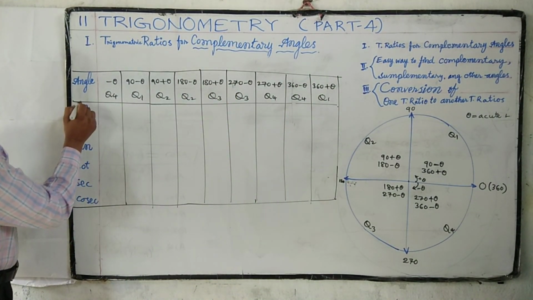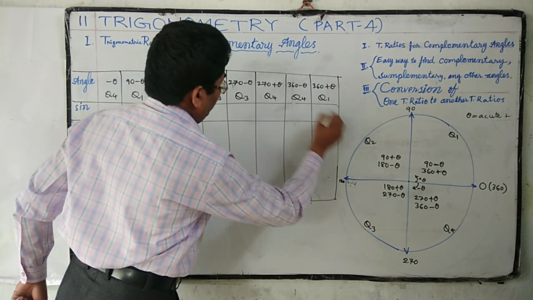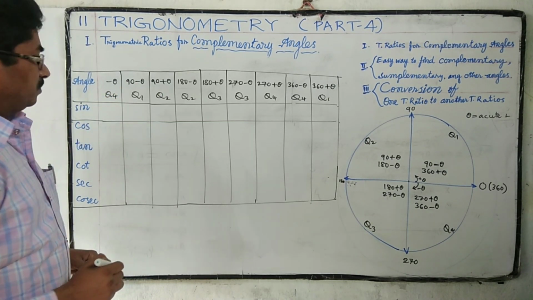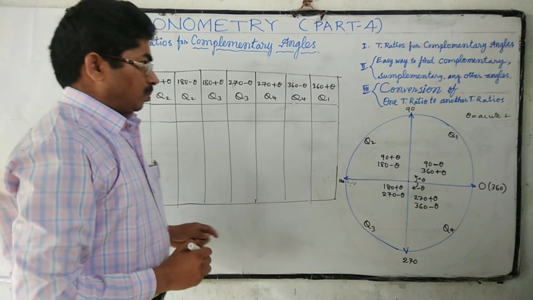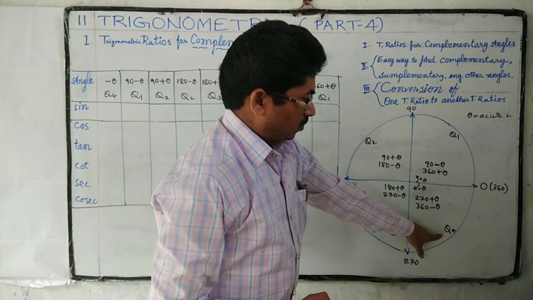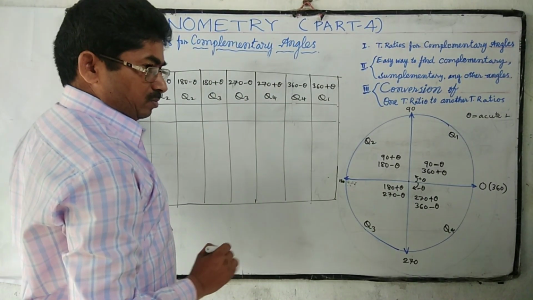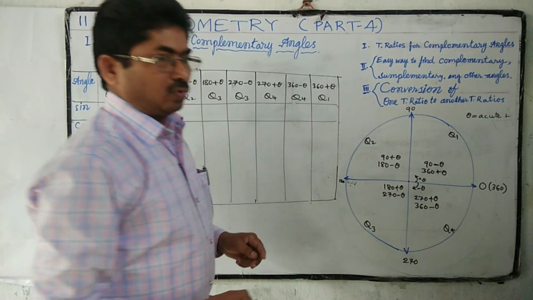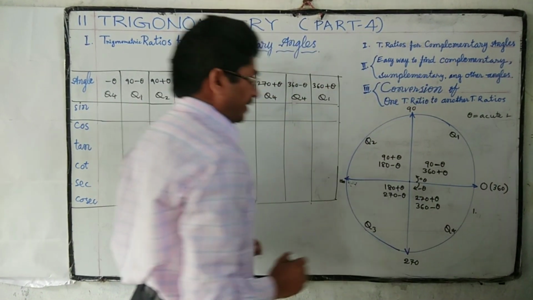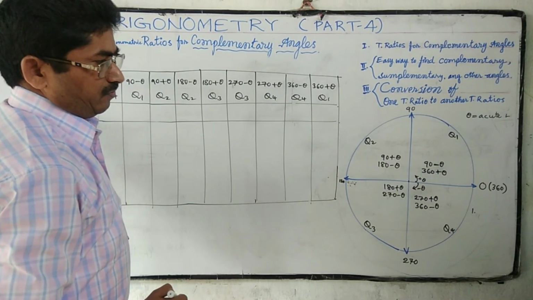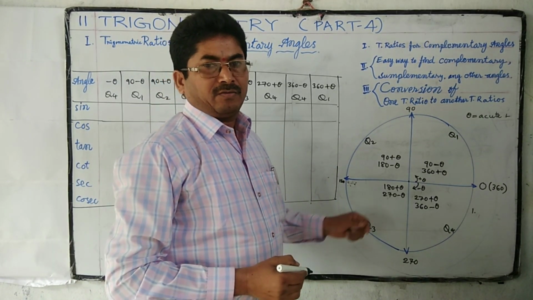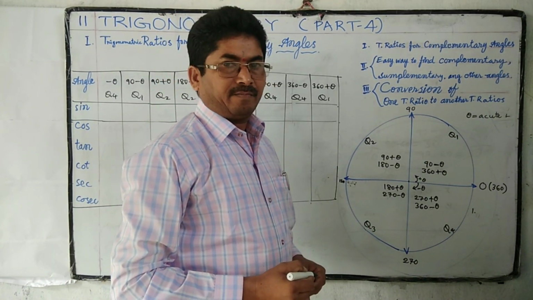Now, sine minus theta, what will come? Sine minus theta is in the fourth quadrant. To write these functions, we have to know two rules. Rule 1: according to the function, we have to write the sign. How to identify the function which is positive in that quadrant?